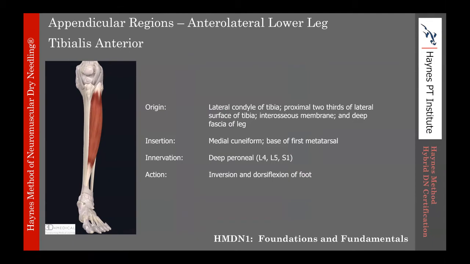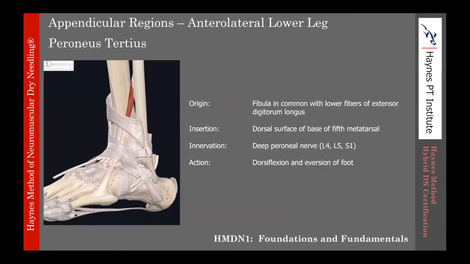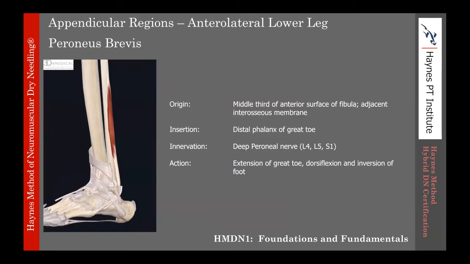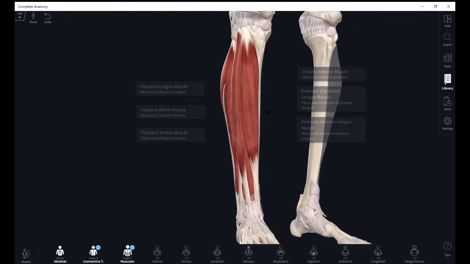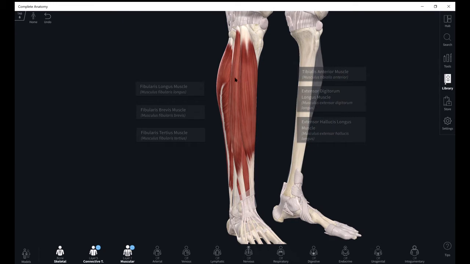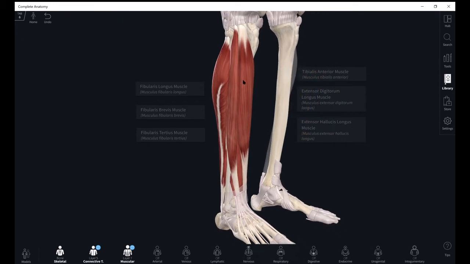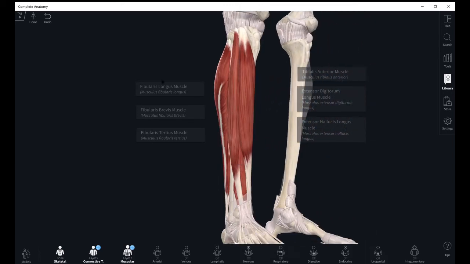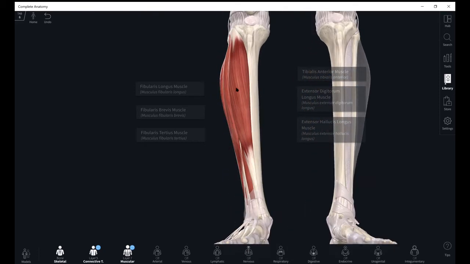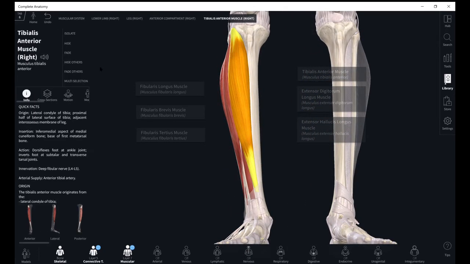So let's move on into our 3-dimensional anatomy. And then 3D anatomy of the anterolateral lower leg. Here we'll look at Tib Anterior, the extensor digitorum longus, the extensor hallucis longus, sitting right there, and then the peroneal or the fibularis longus, brevis, and tertius muscles. So first let's talk about Tib Anterior.